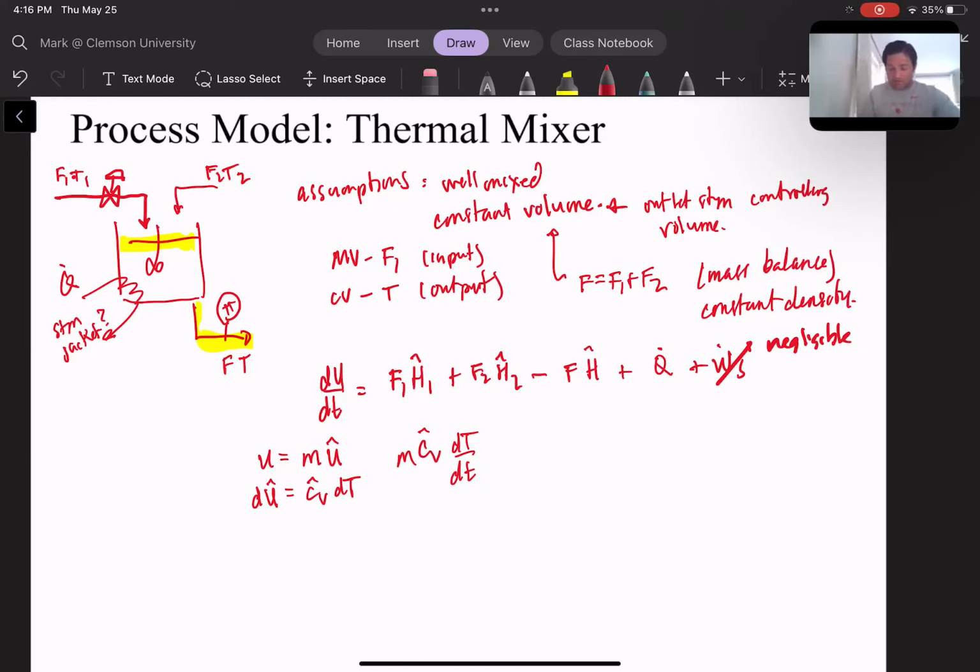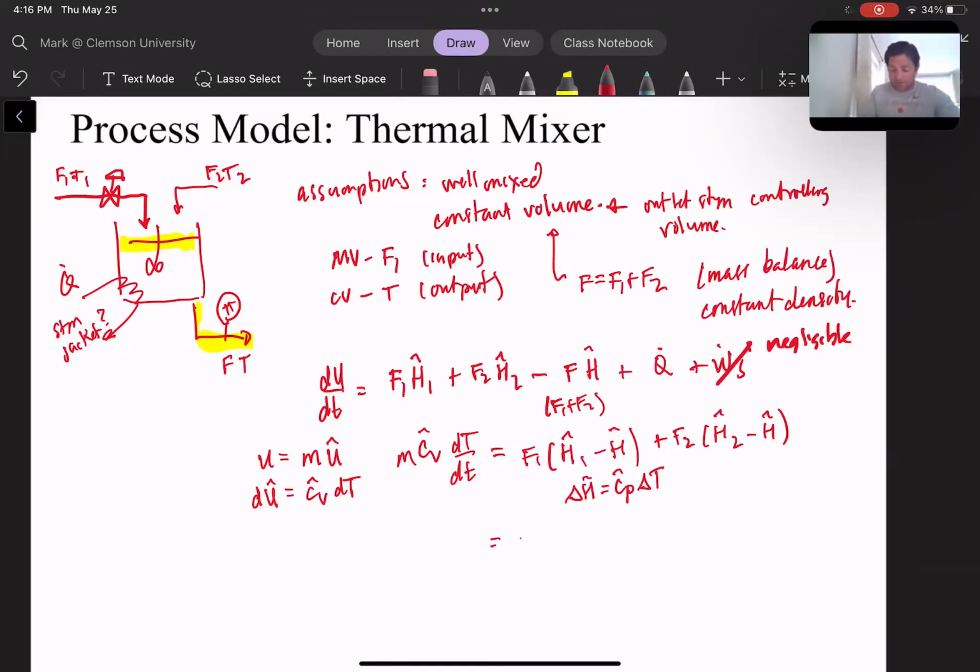All right, so let's group some of these other terms together. This term F right here is F1 plus F2. So if I put these things together, I'm going to have F1 times (H1 minus H), and then I also have plus F2 times (H2 minus H). And this is just a delta H, and delta H equals Cp delta T.